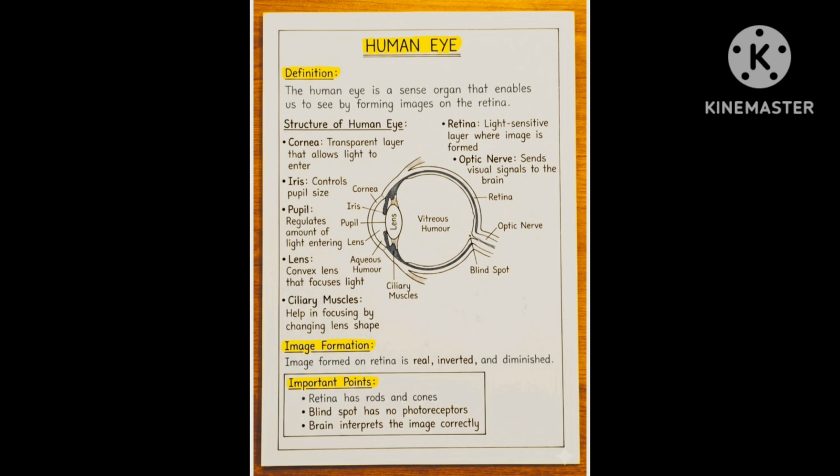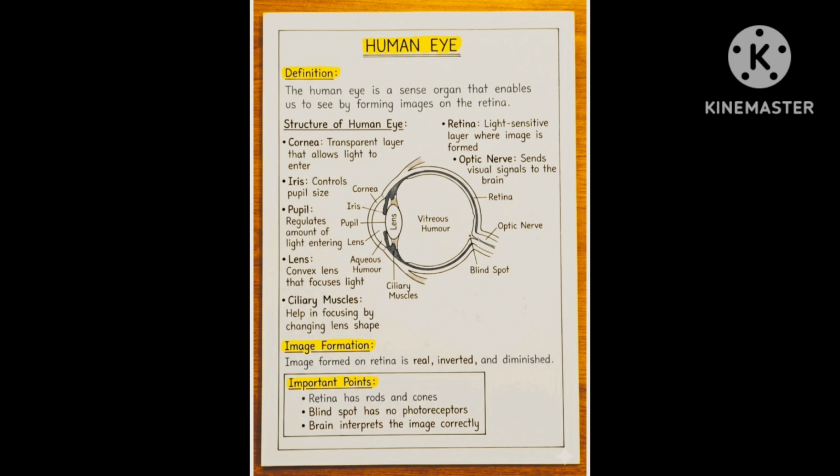There are two types of sensory nerve cells, rods and cones. Cones are sensitive to bright light. Rods are sensitive to dim light. We identify colors with the help of cones. At the junction where the optic nerve meets the retina, there are no sensory cells, so no vision happens. That spot is called the blind spot.